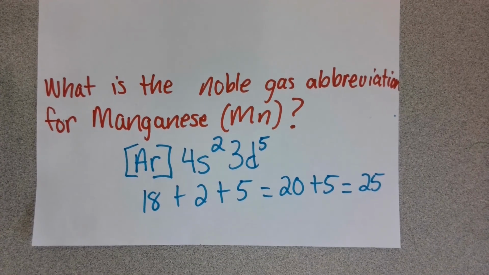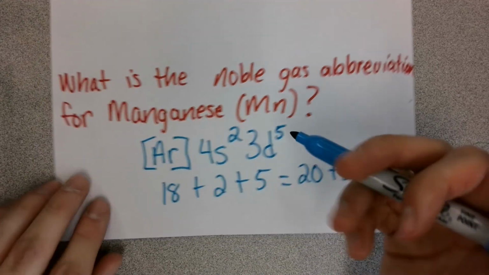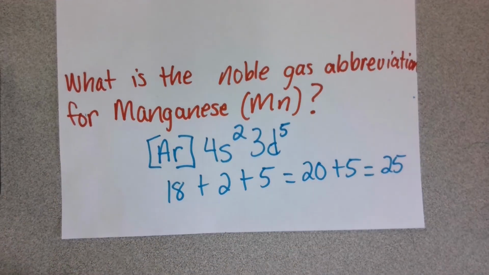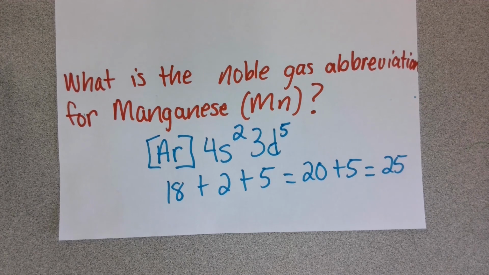Alright, so these are the noble gas notations. And remember, once you get to the noble gas, you don't start over, you just keep going. Okay? So I hope that was helpful. If you have any questions, please let me know.